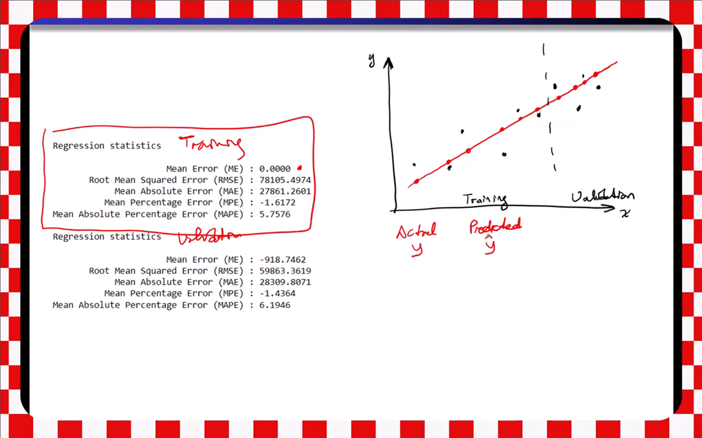We don't see the predicted values right now, but we see how the errors are performing. This is the definition of error. Error is actual minus predicted, so actual house price minus predicted house price gives error. These are the average of errors in the training part. These are the average of errors in the validation part. These are the root mean square error in the training part. This is the root mean square error in the validation part, etc.